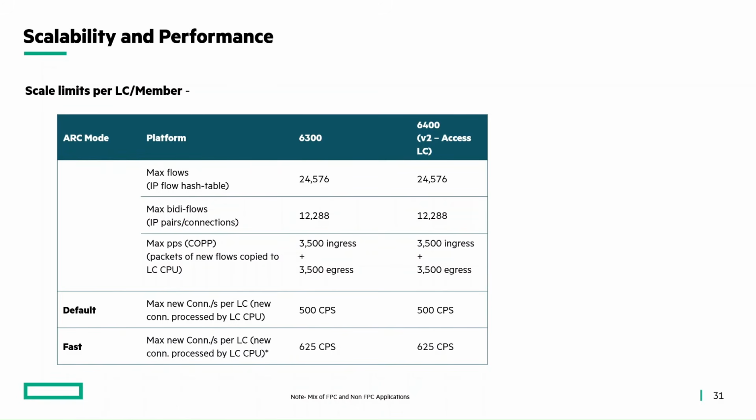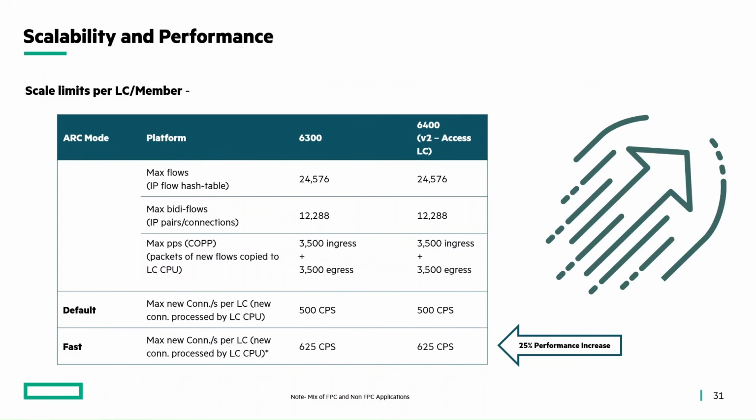The main thing to be noted here is the connections per second achieved using the default and fast modes. In default mode, we could achieve 500 connections per second. But with fast mode, we have enhanced performance and could achieve 625 connections per second. That is a 25% increase compared to the default mode. For this testing, we used a mix of FPC and non-FPC applications. Overall, you would see a 25% increase in performance because of fast mode.